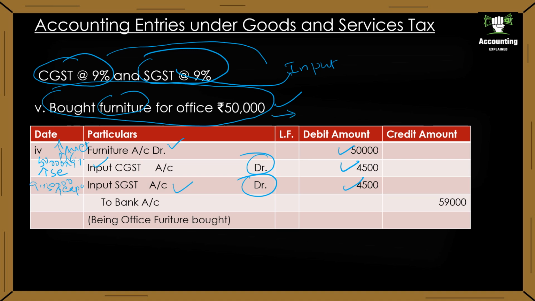We assume that we have bought it from the bank by giving a check. So, when you give a check, your bank balance decreases and ultimately your asset decreases. When the asset decreases, we have to credit it. So, to bank account, credit 59,000. 50,000 plus 4,500 plus 4,500 is 59,000. The narration is being office furniture bought.